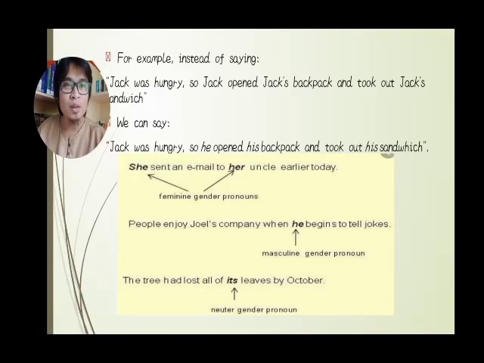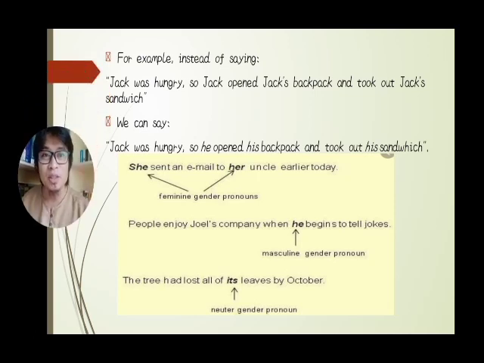Okay? When to use, so for example, instead of saying Jack was hungry, so Jack opened Jack's backpack and took out Jack's sandwich. So it's not the way like that. So we need to say Jack was hungry too. So he opened his backpack and took out his sandwich. So meaning here he and his are all replacement to what has been said. Describe Jack and Jack. Okay, that's pronoun.